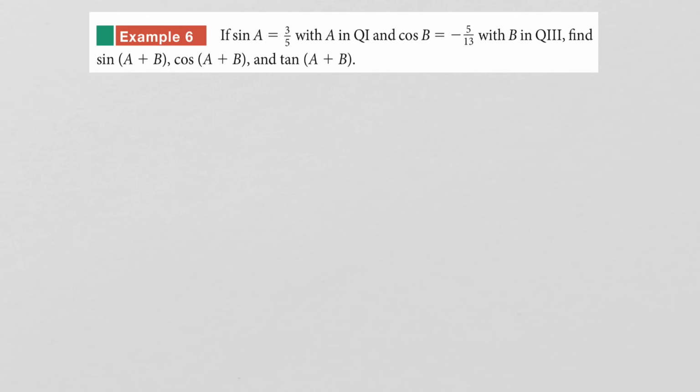In our next example, we are asked to find the sine of a plus b and the cosine of a plus b and the tangent of a plus b when given the following information. So sine of a equals 3/5, and a is in the first quadrant. Cosine of b is negative 5/13, and b is in the third quadrant. And using that information, we have to figure these things out. So what I like to do here is go ahead and bring in all the formulas for each one of these. So let's bring those in.